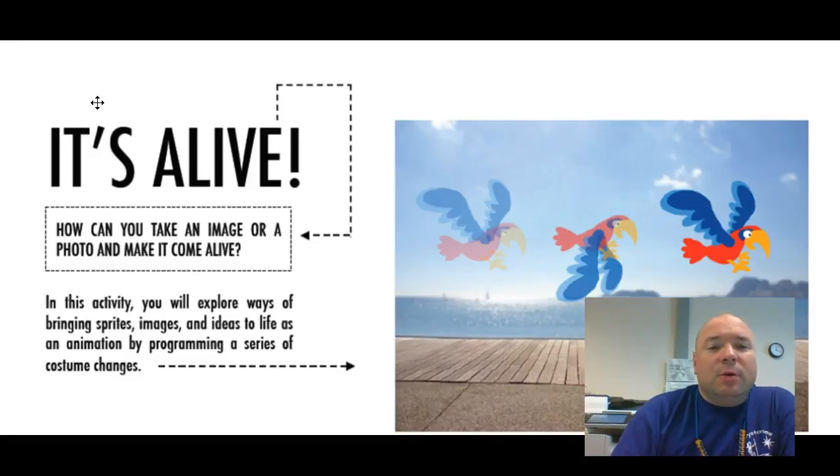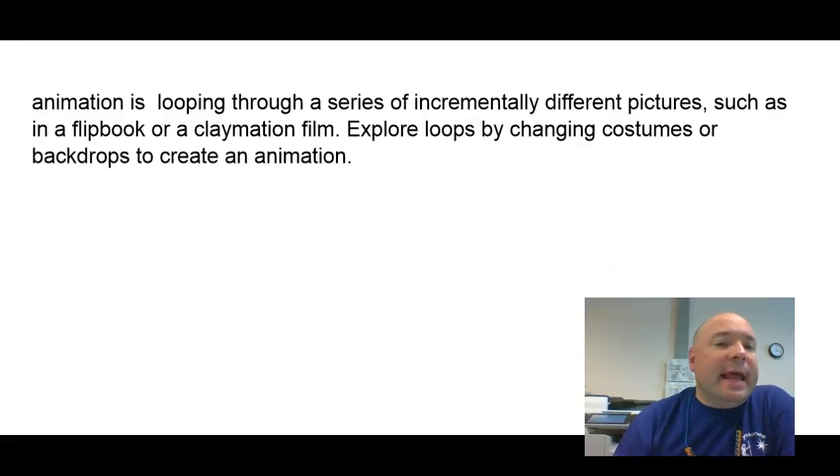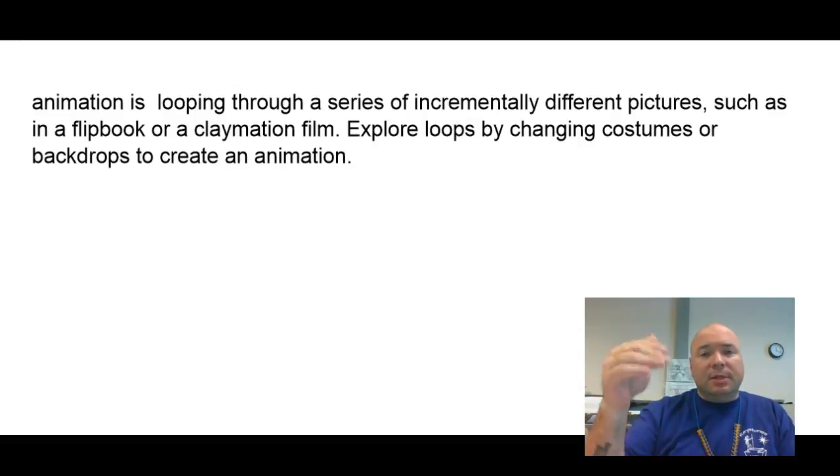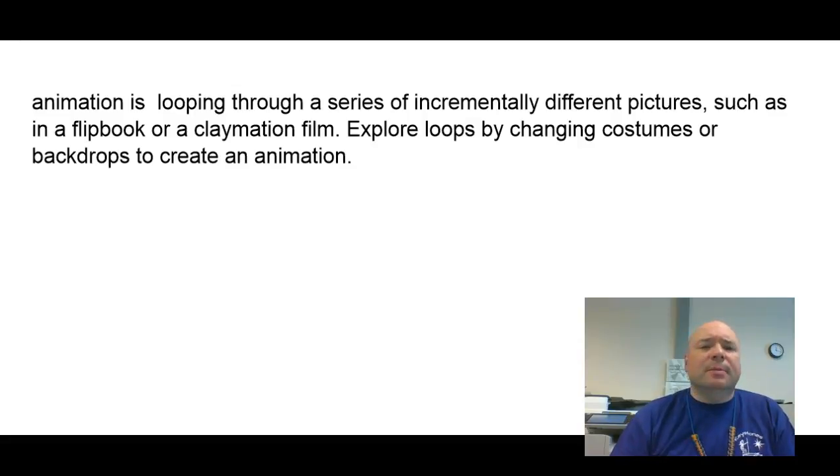So in this project, we're going to explore some animation. To make that happen, animation is looping through a series of different pictures. So think of the comic books that have a slight change in the image, and you flip through that comic book, and then you see the pictures change as you go through page by page. We're going to do something very similar. We're going to do that by changing the costumes or the backdrops to create animation and then writing code so it flips through those different pages one at a time.